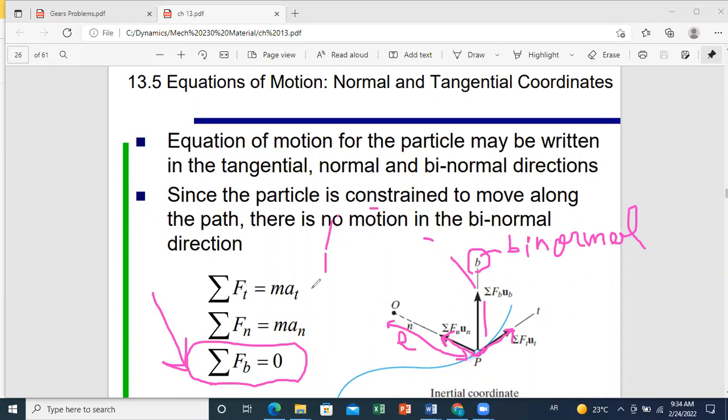When all your forces are in the plane of motion, then you don't need this relation, because if you don't have any force along UB, no need to project. Zero equals zero. But if you have forces along UB, you should project on UB and say that the sum of forces in B equals zero to relate your forces. We'll take a lot of examples on this.